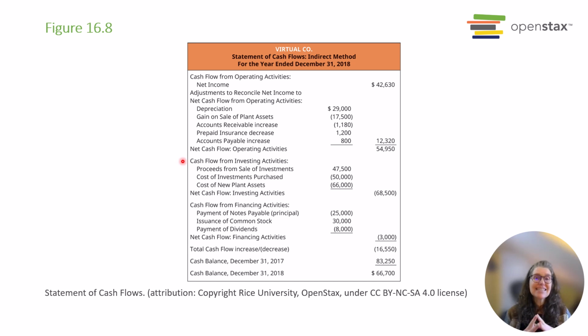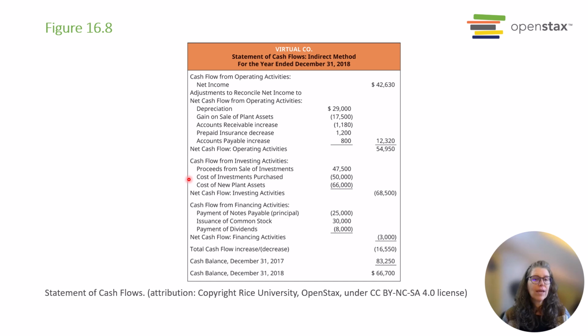That next section begins with a header, cash flow from investing activities. First, we show the proceeds from the sale of our investments. So we gained some profit there. We got some proceeds. The full amount we sold it for, the amount of money came in, and we add that in, $47,500 to this section.